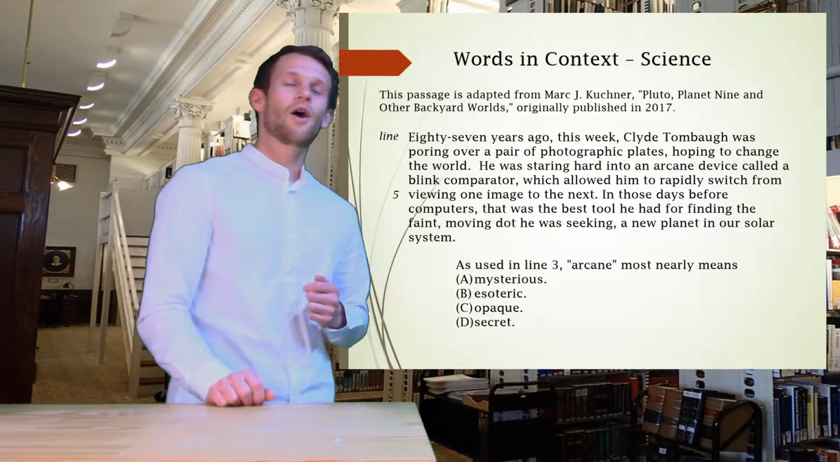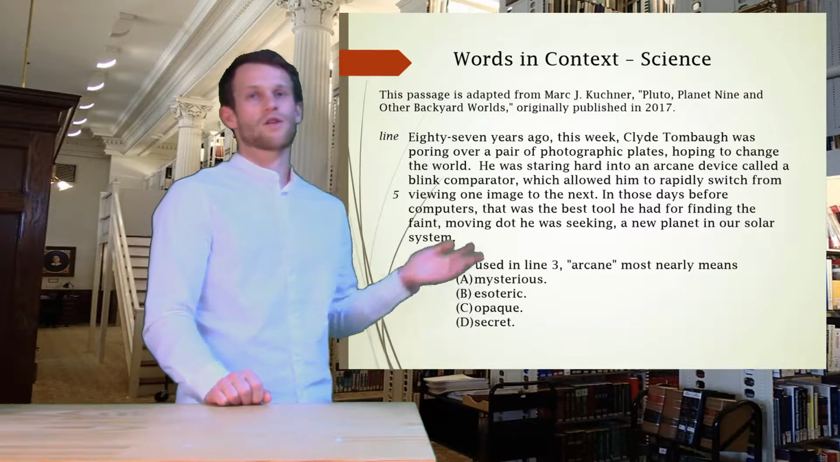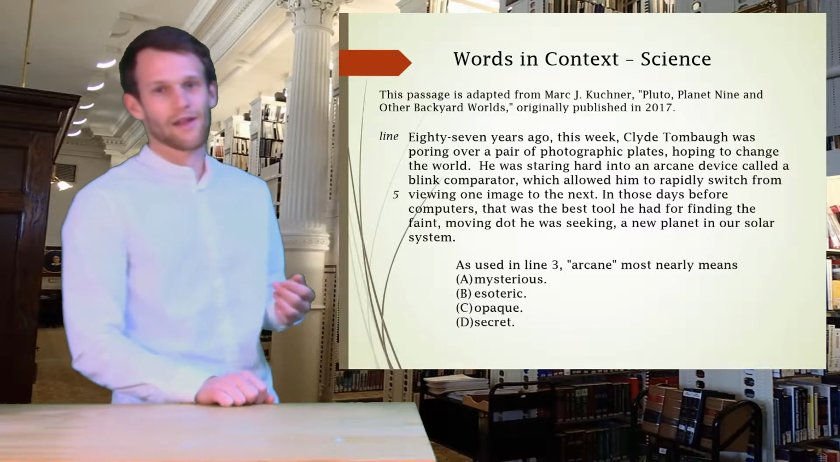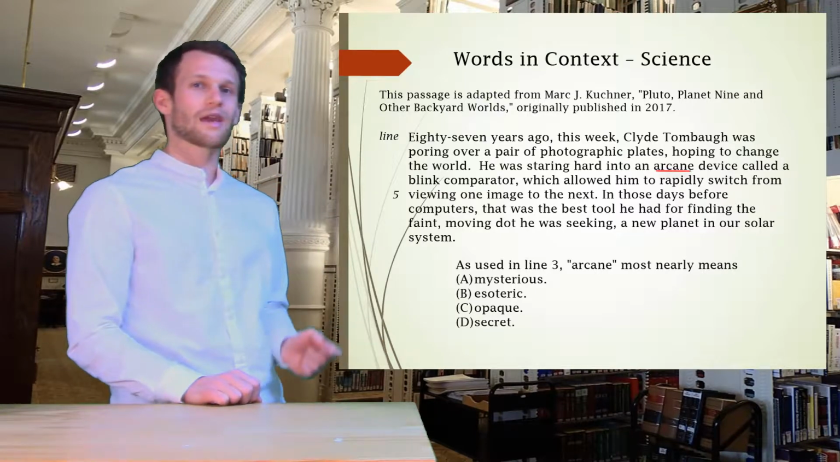All right. Hopefully we've had enough time to review this one as well. So in this passage, which is discussing the discovery of Pluto, though I know they never mention Pluto, I'll let you know that that's what it's about. The word we're looking for here is in line 3, and it's arcane.